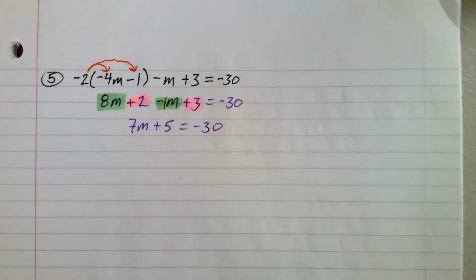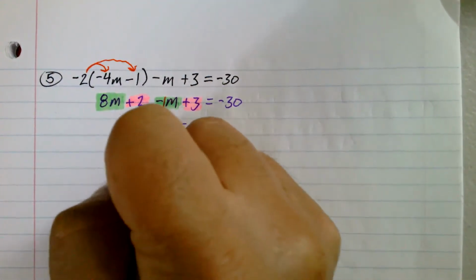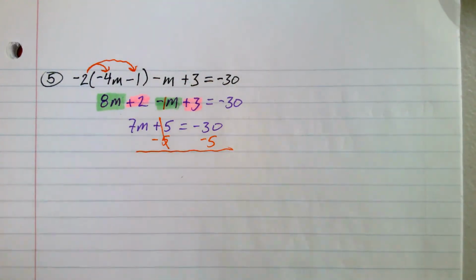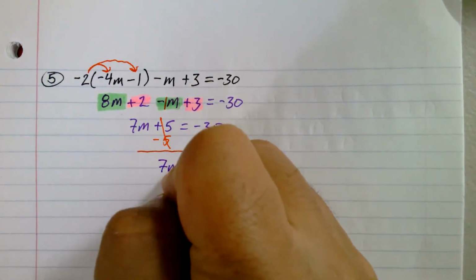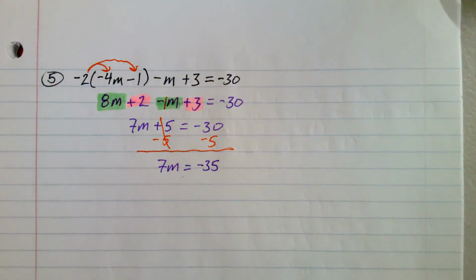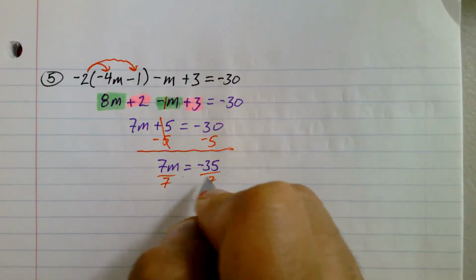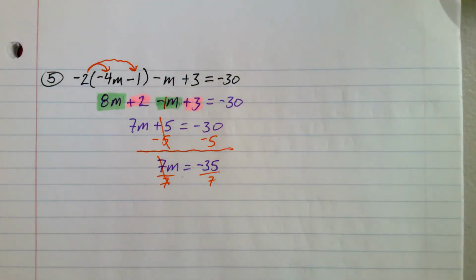Okay. Any questions on that? All right, then. Let's go ahead and get rid of the 5 here. So we have 7m equals negative 35. Okay. And divide by 7. And we get our answer. And our answer turns out to be negative 35 sevenths, which is negative 5.